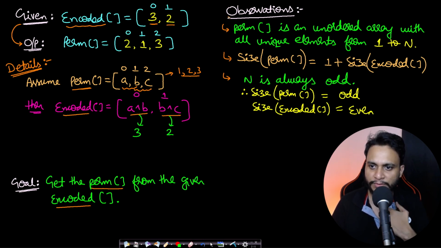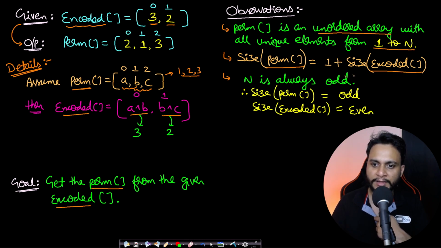Some of the observations which we can derive from the problem statement: the permutation array is an unordered array with all unique elements from 1 to n. The size of the permutation array will always be equal to 1 plus the size of the encoded array. And since n is always odd, the size of the permutation array will be odd all the time and the size of the encoded array will be even all the time.